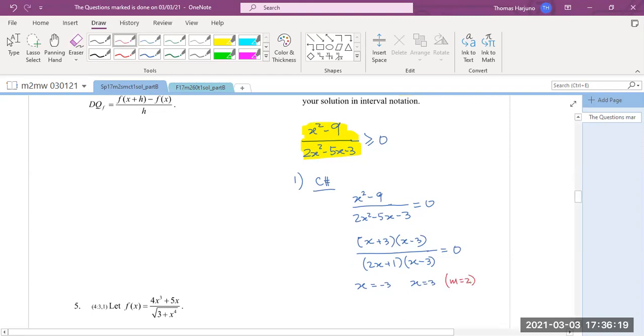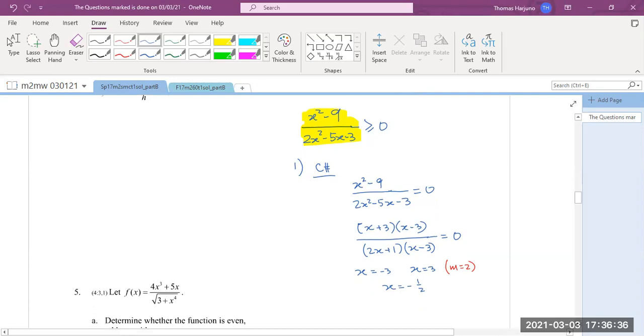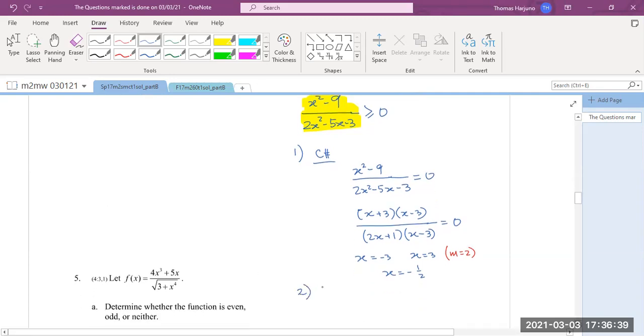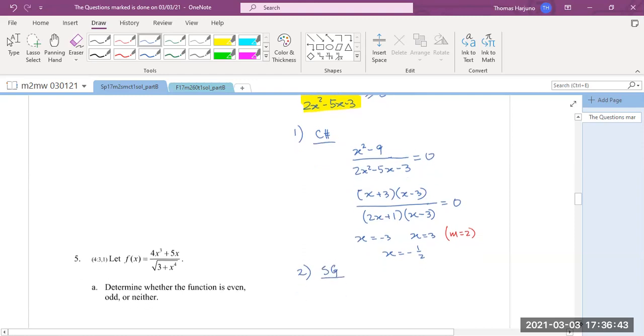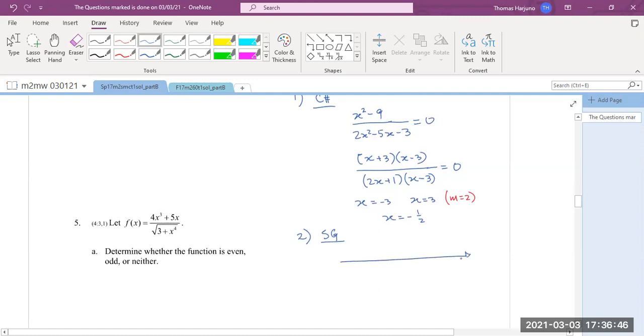Multiplicity of 2. It happens once on the top, once at the bottom. And then the last one is x equals negative 1/2. Is it okay so far? Okay, Morton. Yeah, okay. Then we go on to do the sign graph. We have x equals negative 3. That's the 0 from the numerator, right? And then x equals negative 1/2. That's the 0 from the denominator, so it makes it undefined. And x equals 3. That's the 0 from numerator and denominator, so it's undefined.